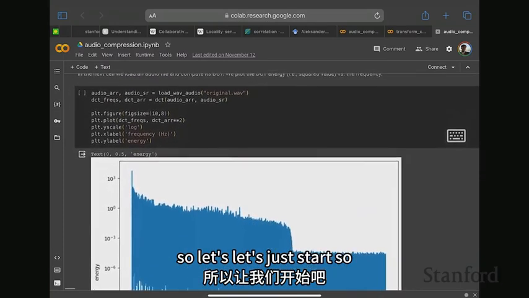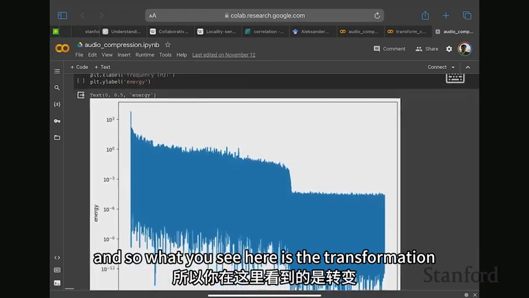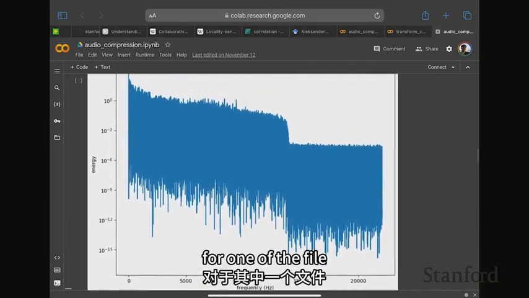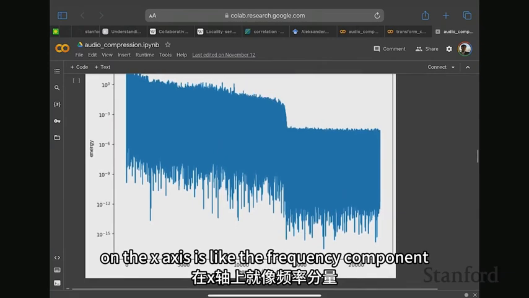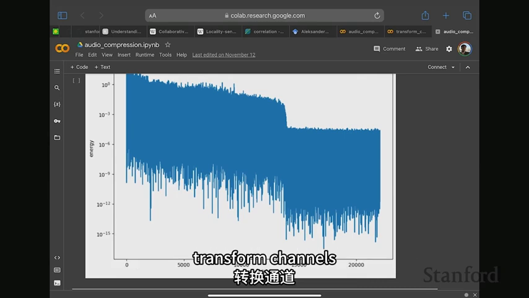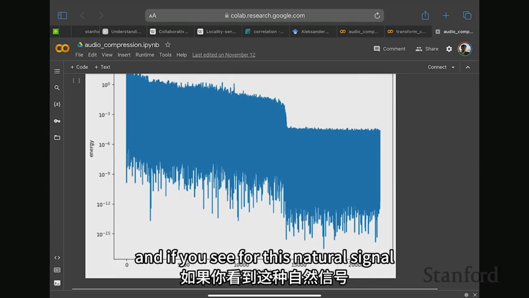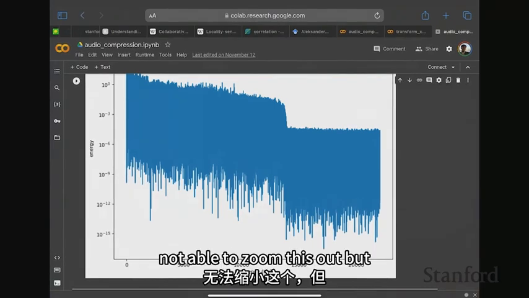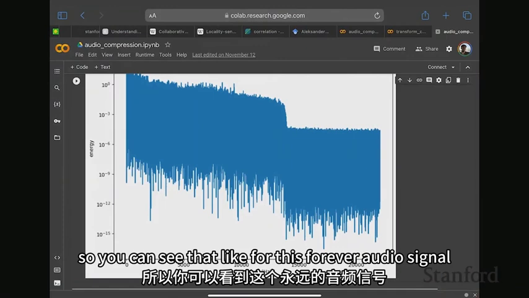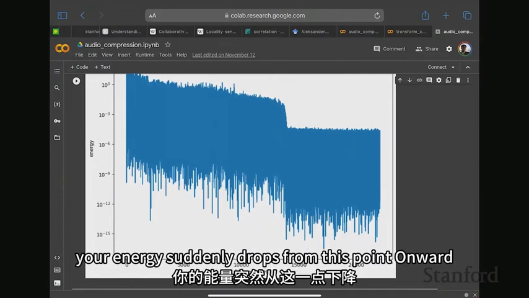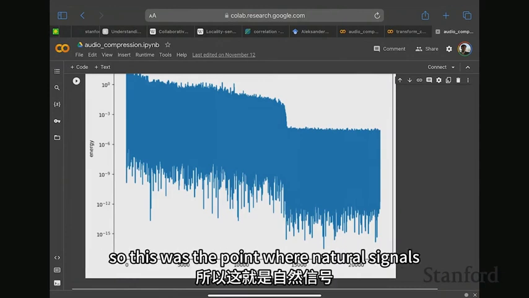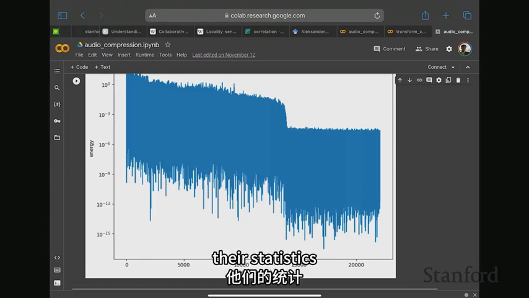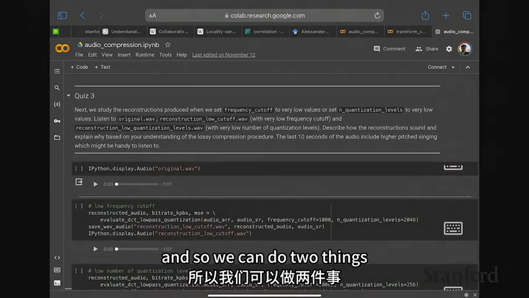So let's just start. I have already loaded the data here. What you see here is the transformation for one of the files. On the x-axis is the frequency component, so you can think of these as independent transform channels, and on the y-axis is the energy. For this natural signal, there is a natural cliff. I'm not able to zoom out, but you can see that for this audio signal, your energy suddenly drops from this point onward. Natural signals automatically have statistics such that there is low energy at higher frequency.